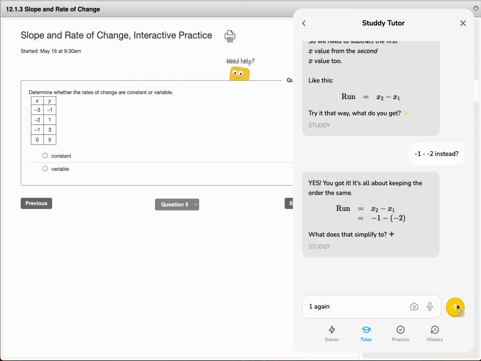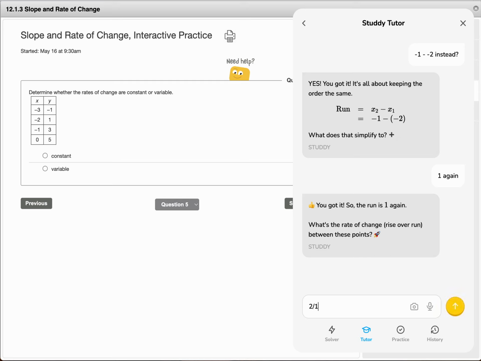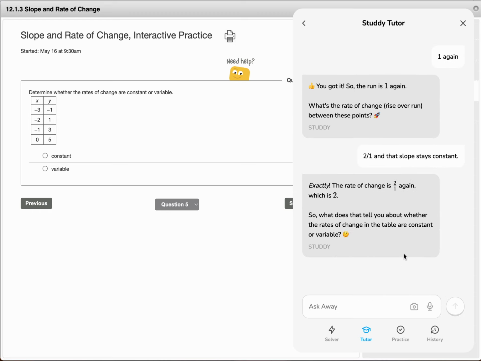All right, and then what's the rate of change between the next points? Okay, so this slope is this, and that slope stays constant. I'm just gonna jump ahead a little bit to show you what happens at the end of the tutor. So what does it tell us about its variable to constant? I'm saying it's constant, and then let's see what happens at the end of that tutor.